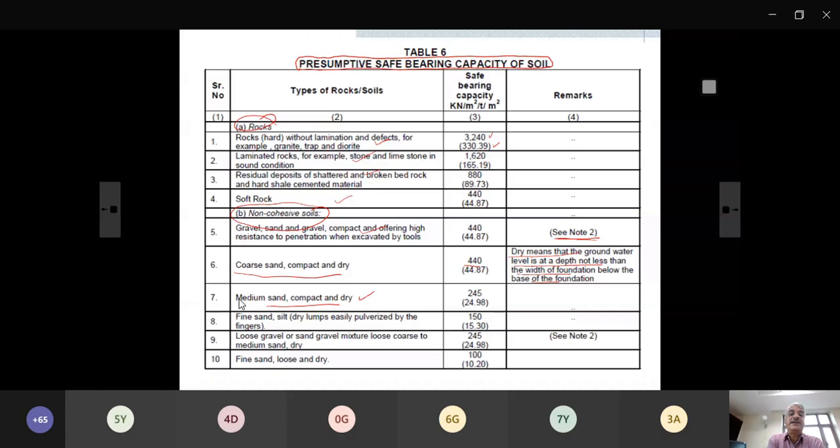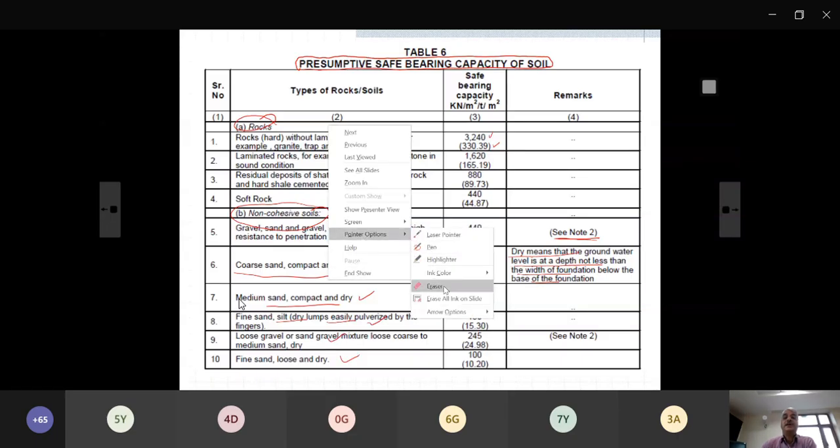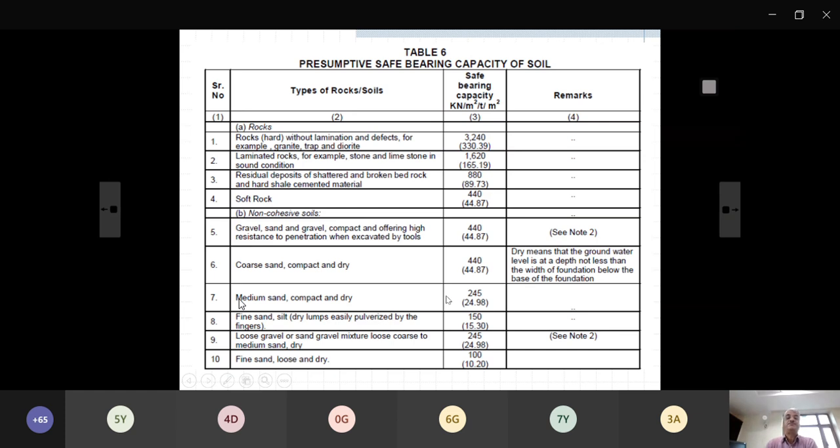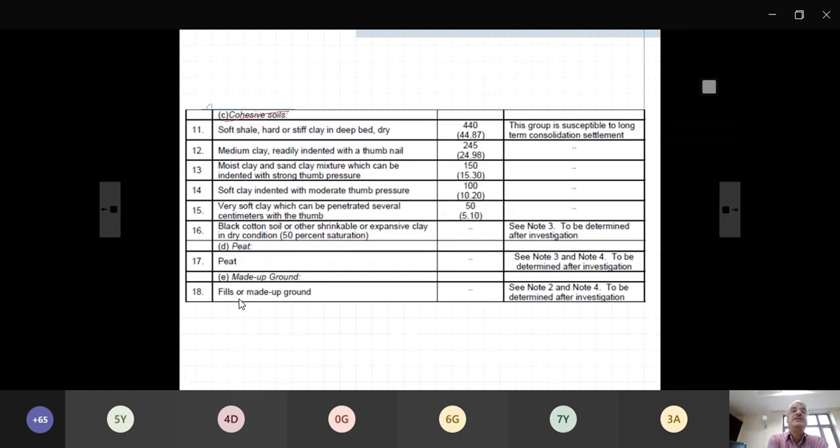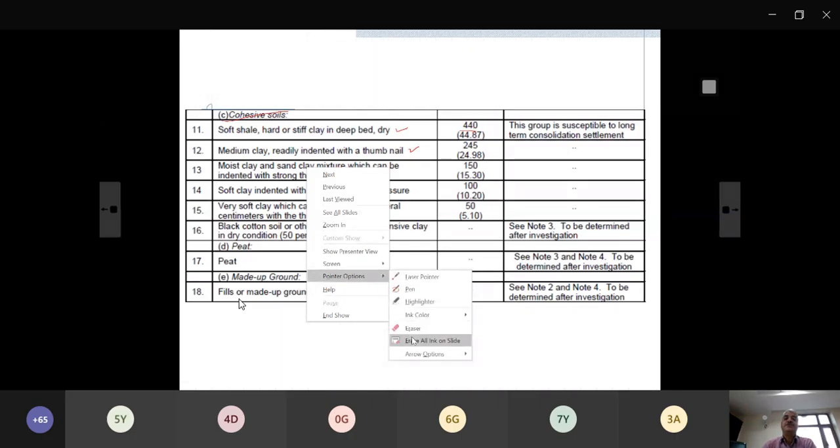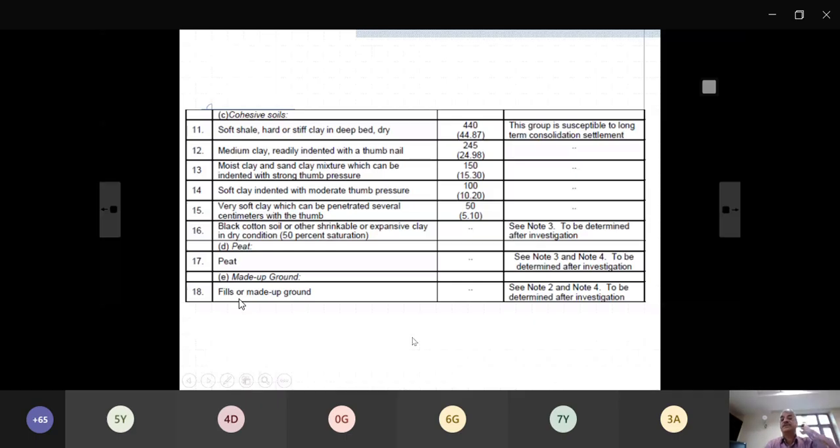Medium sand, compact and dry. Fine sand, dry, lumps easily pulverized by finger. Loose gravel, sand, fine sand, various types of granular soils, non-cohesive soils. Then cohesive soils: soft shale or stiff clay in deep dry bed, medium clay which can be indented with thumbnail, moist clay, all various descriptions are there. For them, these are the values. And for peat and made up ground, these values are not given because these are compressible soils and generally we should avoid resting our foundation there.